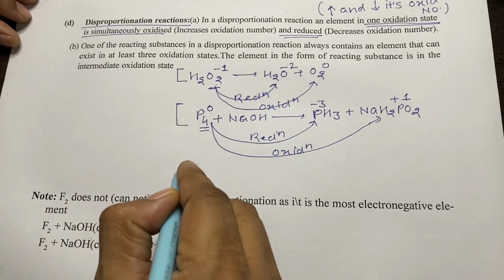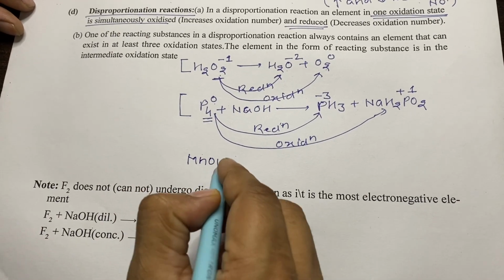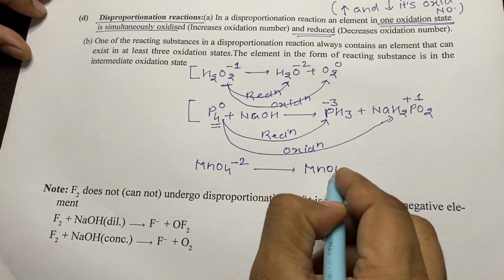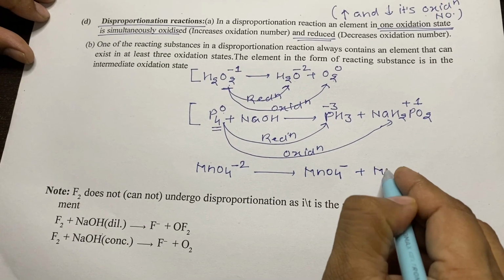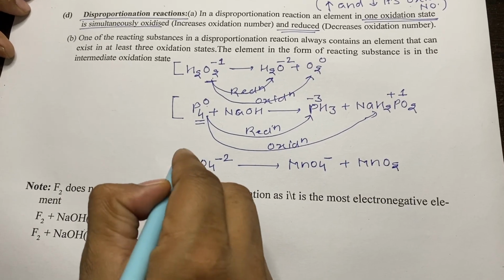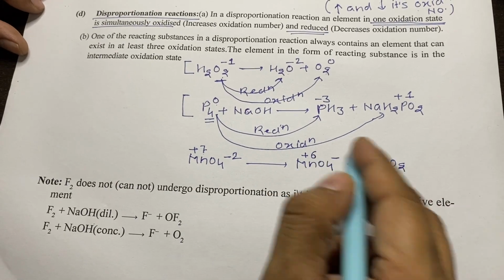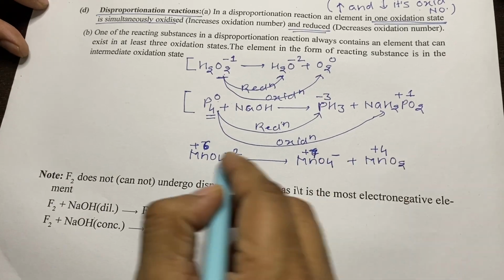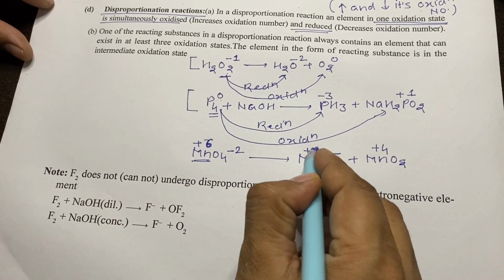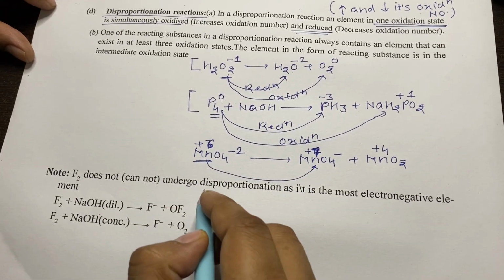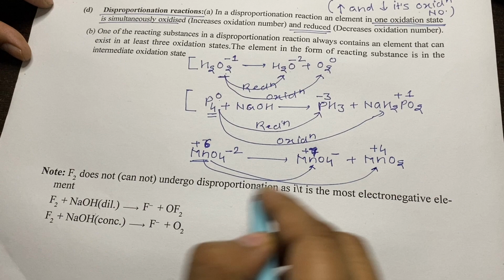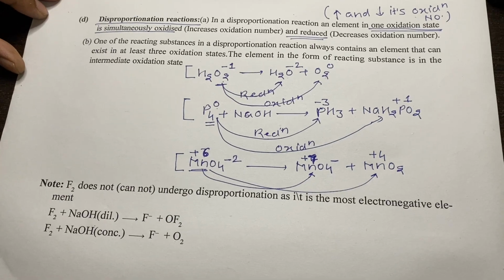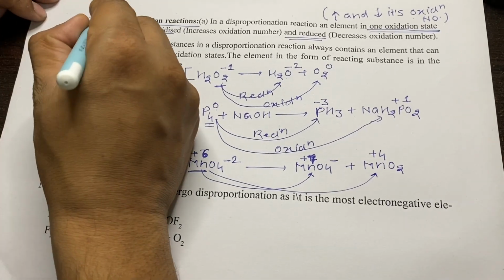We can take one more example in this, that MnO4 2-, which is the manganate ion, disproportionates into the permanganate ion MnO4- and MnO2. The change in the oxidation state we can find easily. This will be +6, this will be +7 and this will be +4. So manganese is increasing its oxidation number from +6 to +7, so this is oxidation, and in the same way +6 to +4 is reduction. So the same element is undergoing change in oxidation number, increasing and decreasing the oxidation number. So this is a disproportionation reaction.